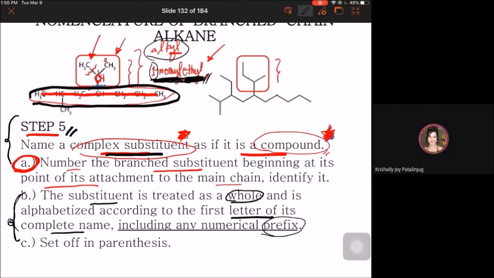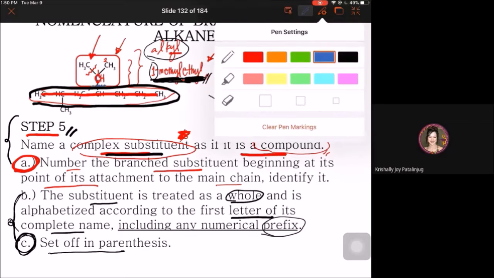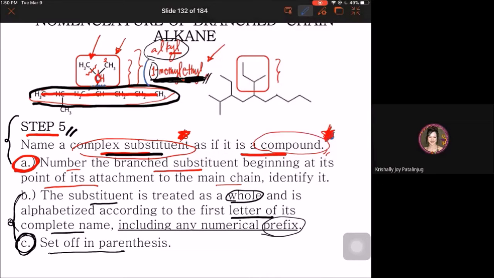Okay? Another technicality to take note of: set off in parentheses. Meaning, you have to enclose this in a parenthesis. Alright? Sige. I'm going to erase that part.